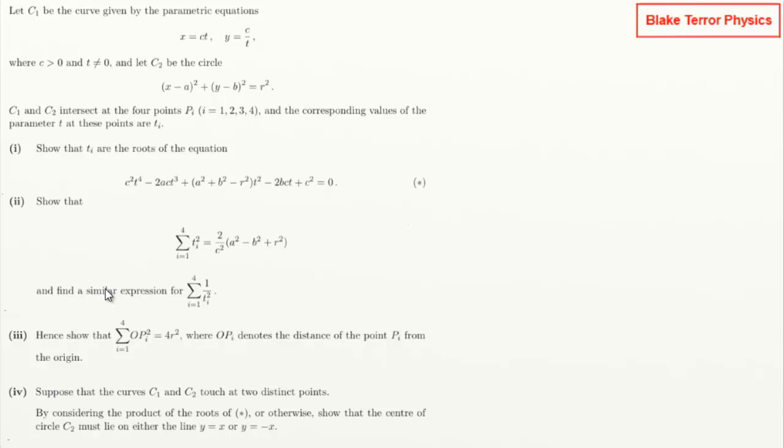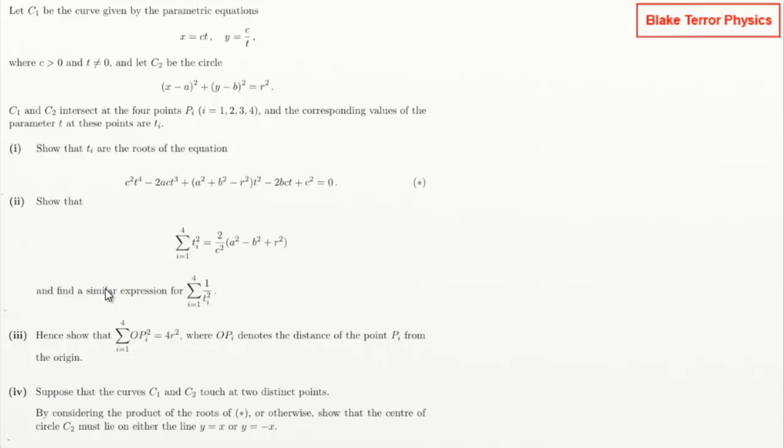Then let C2 be this circle, a fairly standard looking circle at centre (a, b), radius r. They intersect at 4 points, P1, 2, 3, 4, and the corresponding values of the parameter t at these points are t1, 2, 3, 4. Part 1: show that the ti are the roots of that equation.